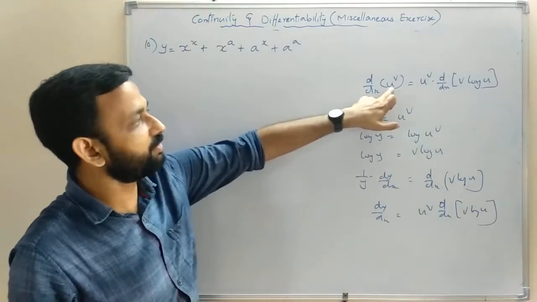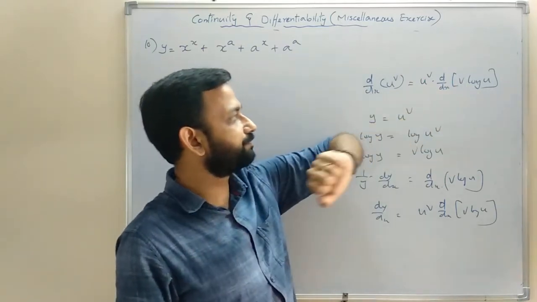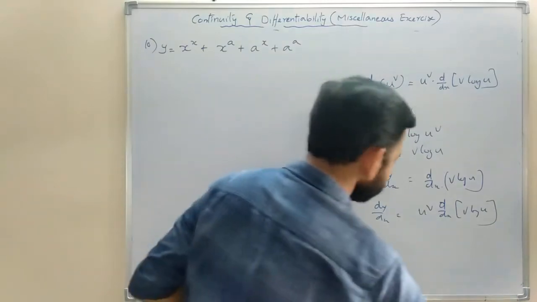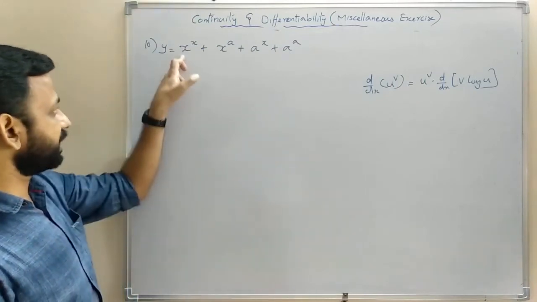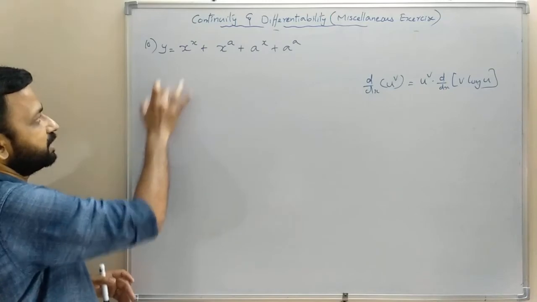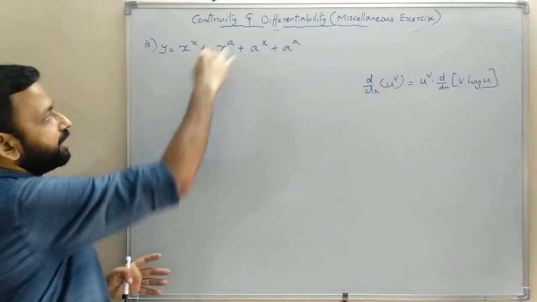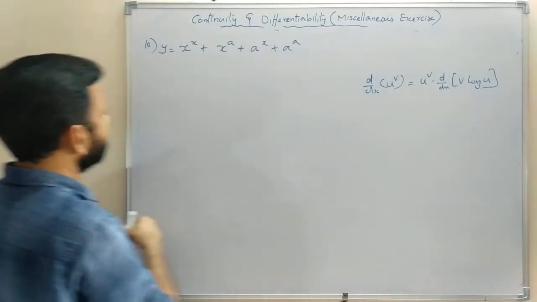So d by dx of u raised to v is equal to u raised to v into d by dx of v log u. That is one formula, so that formula we can apply here. If you are not applying that formula, then you need to take it separately. You have to take this one separately, then by logarithmic differentiation, log y is equal to log x raised to x. Then we will find its derivative, then this one separately, etc. So if you are using this formula, then directly we can do.